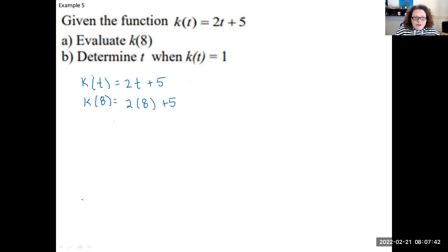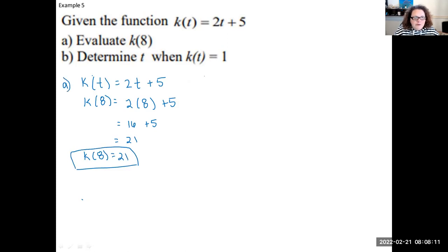And now we're just going to solve the right-hand side only. Please do not think that this is multiplication. It's not. It's just representation of a function. We're only solving the right-hand side. So 2 times 8 is 16, plus 5 is 21. So the function k, when t is 8, is equal to 21. That was A.